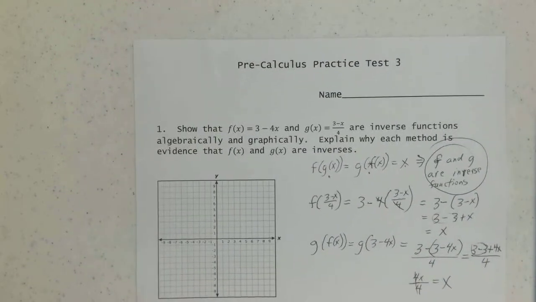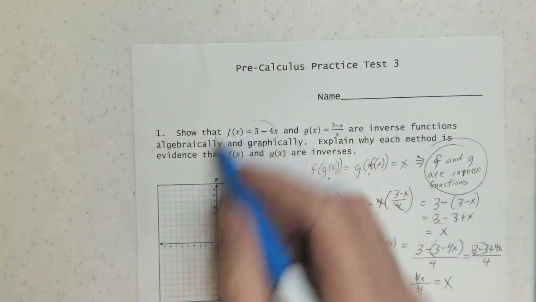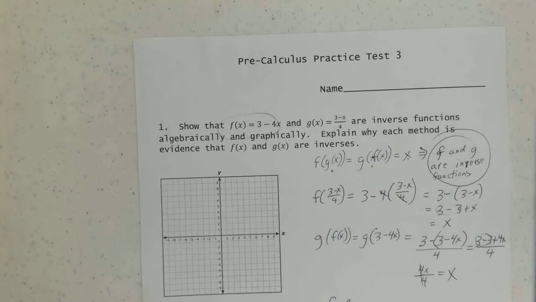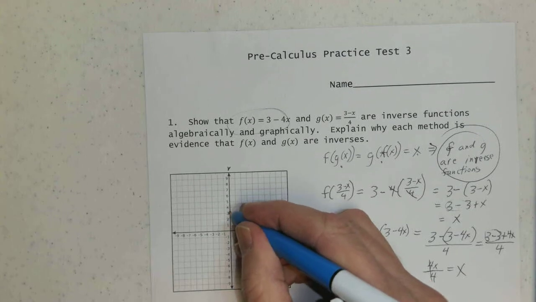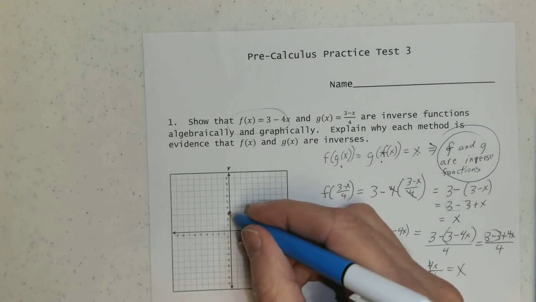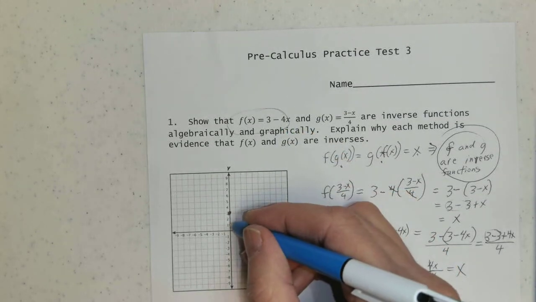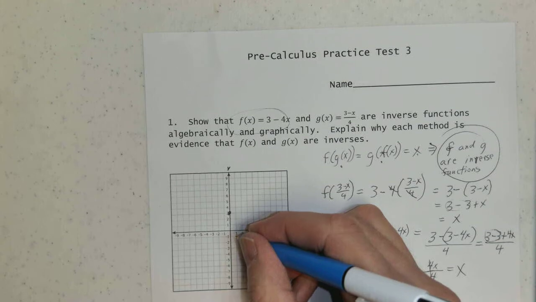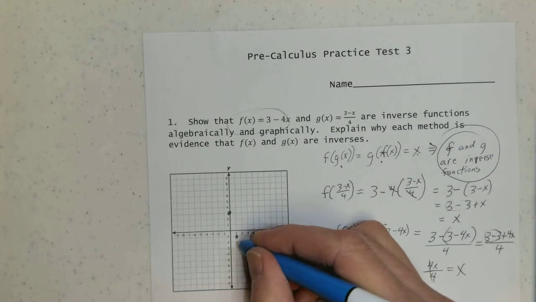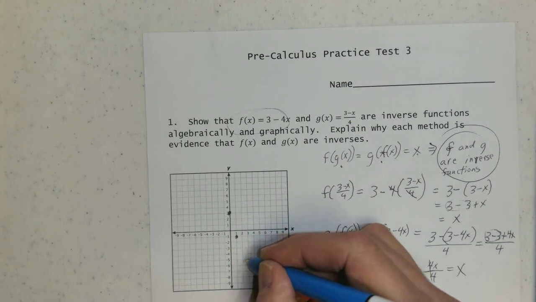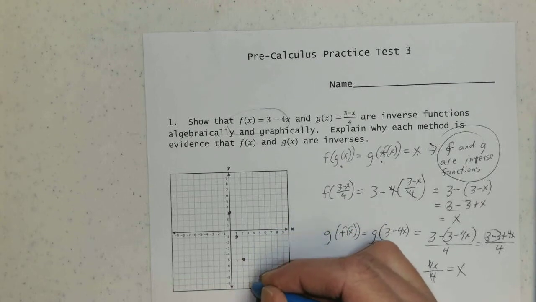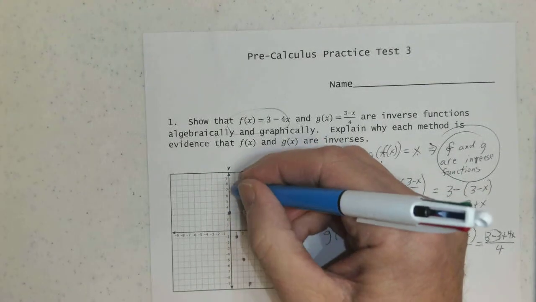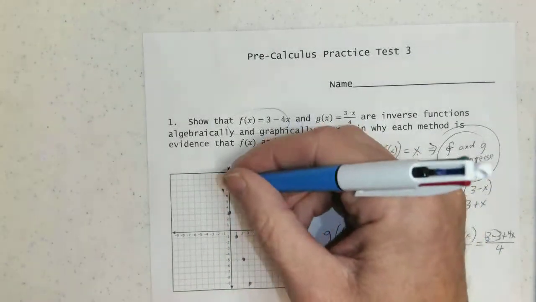Alright, well, let's look at a graph of each of those. Now, this is a linear function, so is that one. But the y-intercept is 3, and the slope is negative 4. Go down 4 and over 1. Down 4 and over 1. Being careful how I graph. Up 4 and over 1.